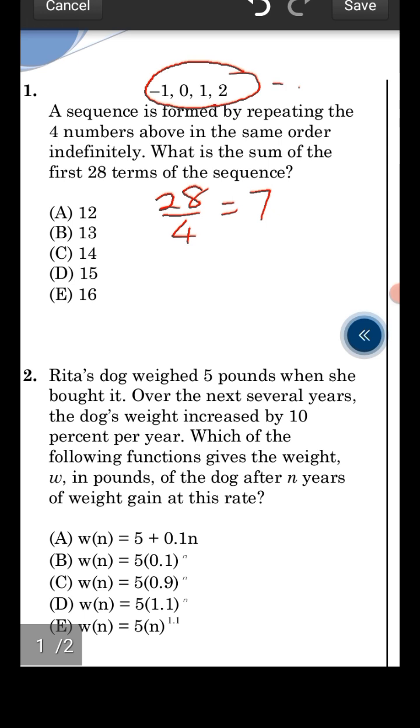So now let's find out what is actually the sum of these first 4 numbers. So we have -1 plus 0, that's -1, plus 1, that is 0, then plus 2. So the sum is 2. If the sum is 2 and it will be repeated 7 times when we have the first 28 terms, that means we're going to have 2 times 7 to give us 14. So the correct answer is option C.